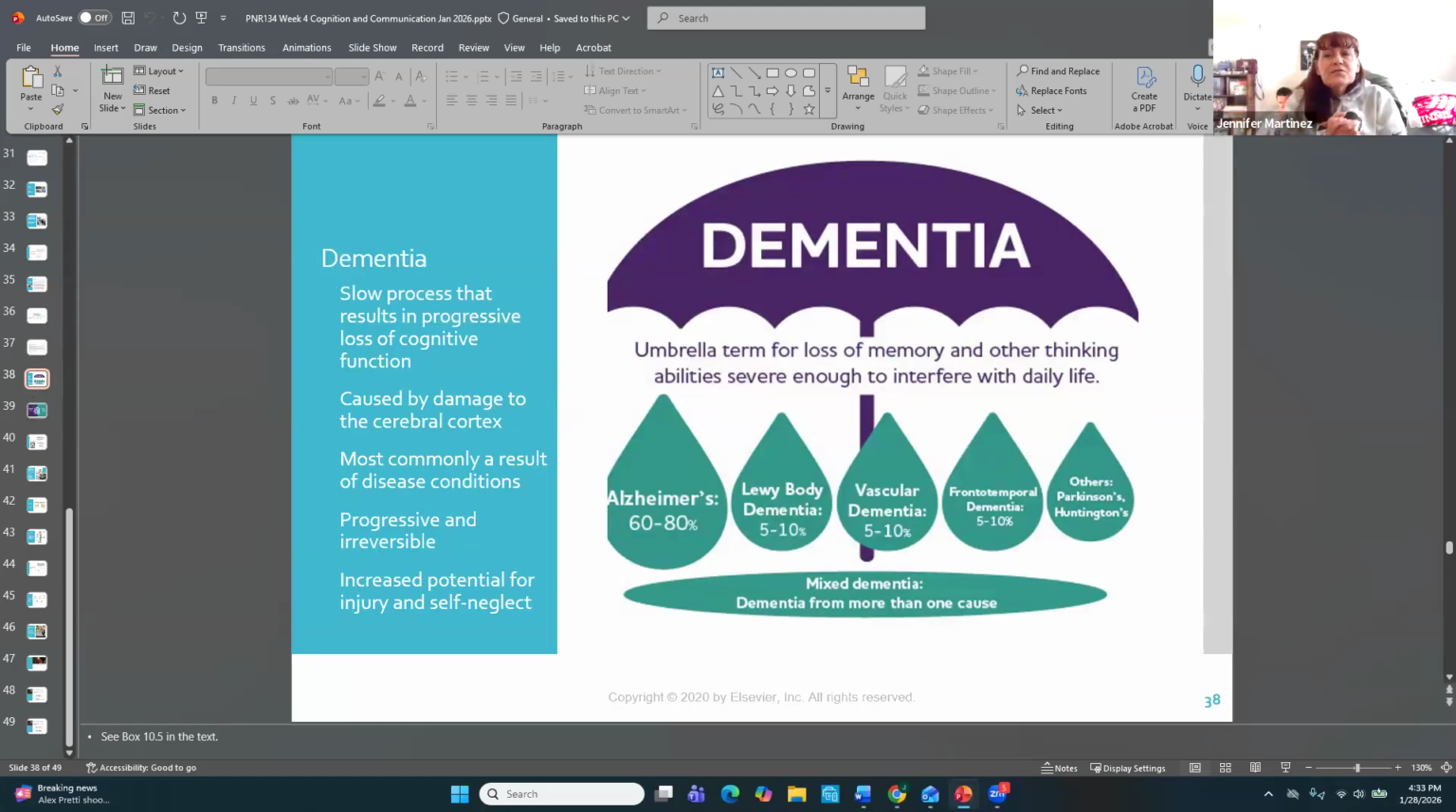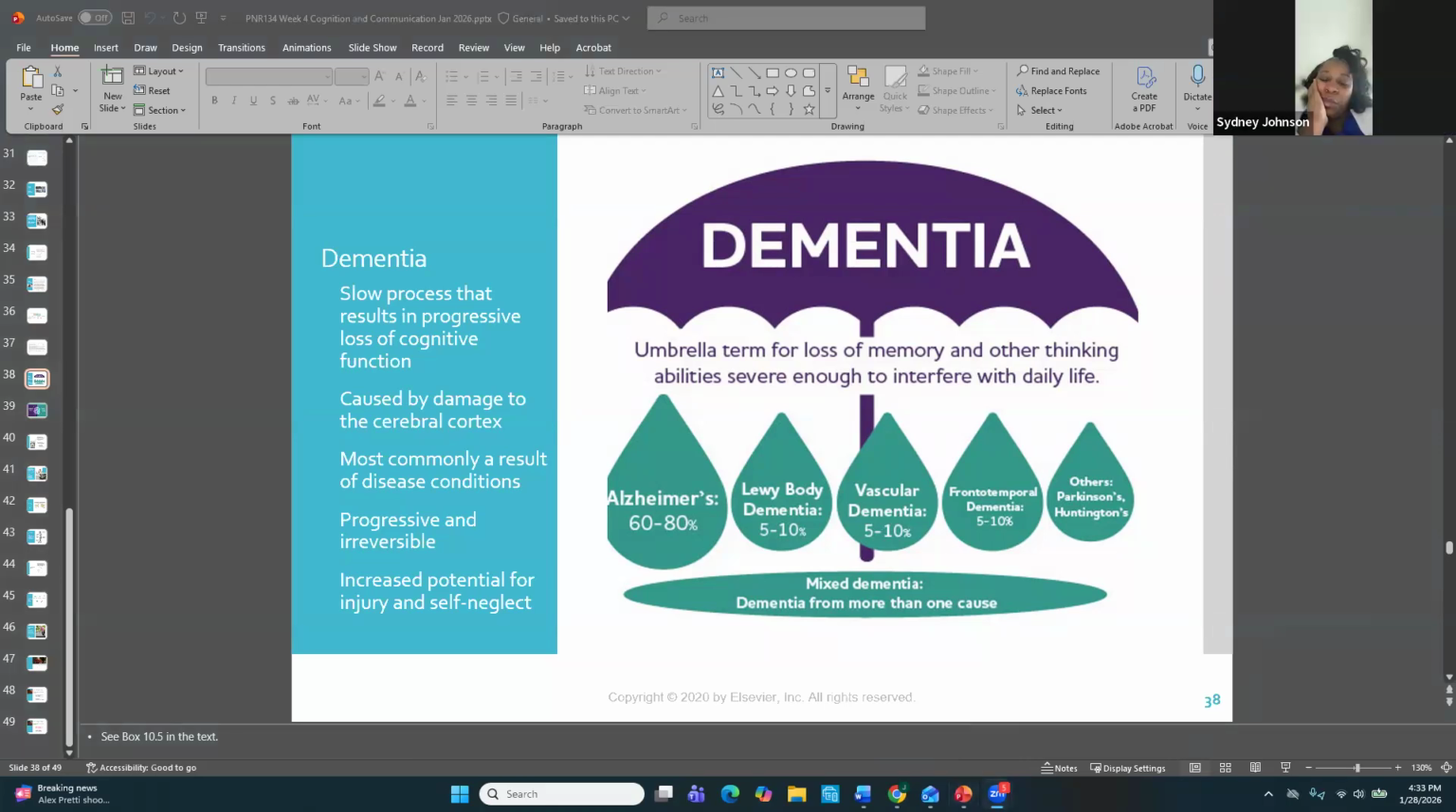All right. So dementia. We talked about delirium. Delirium is reversible, right? Dementia is a slower process that results in a progressive loss of cognitive function. It's caused by damage to the cerebral cortex, usually as a result of disease conditions. It's progressive and irreversible. With dementia, they also have increased potential for injury as well as self-neglect.